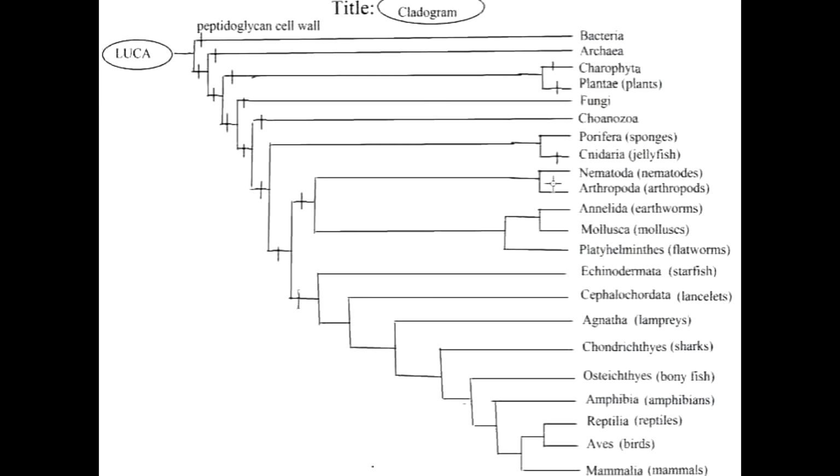Nematoda versus Arthropoda. The Arthropoda are coelomates. They have a true coelom surrounded by the mesoderm. Nematoda are pseudocoelomates, so their coelom is between the mesoderm and endoderm.